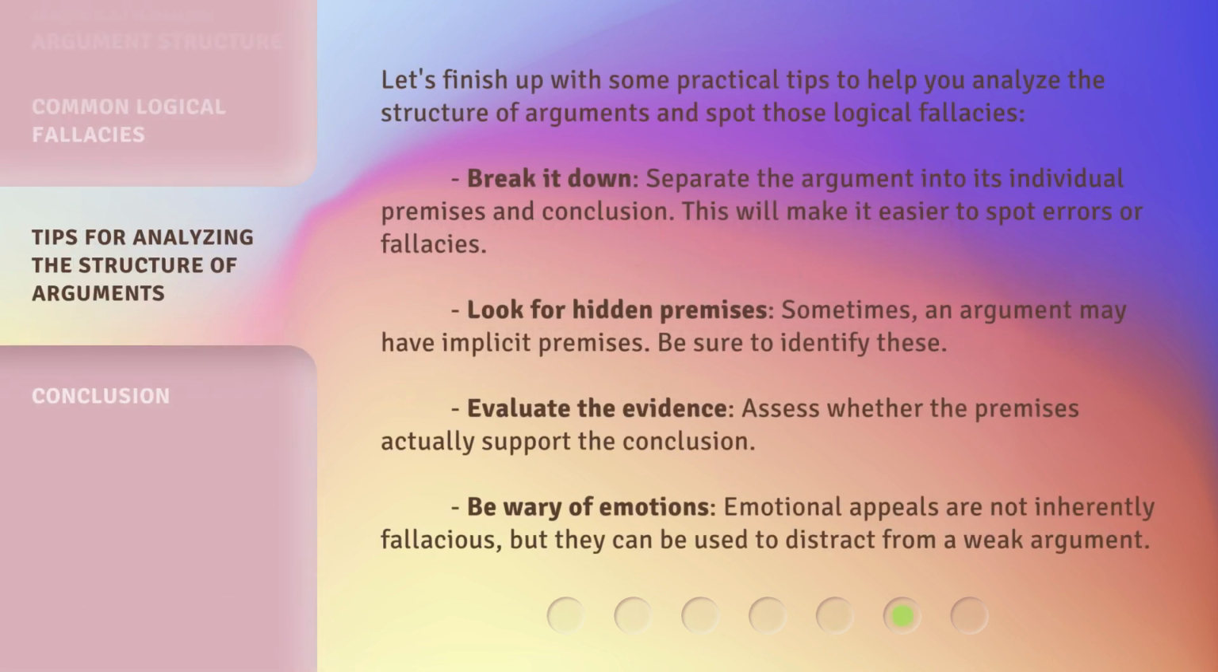Let's finish up with some practical tips to help you analyze the structure of arguments and spot those logical fallacies. Break it down. Separate the argument into its individual premises and conclusion. This will make it easier to spot errors or fallacies. Look for hidden premises. Sometimes, an argument may have implicit premises. Be sure to identify these.